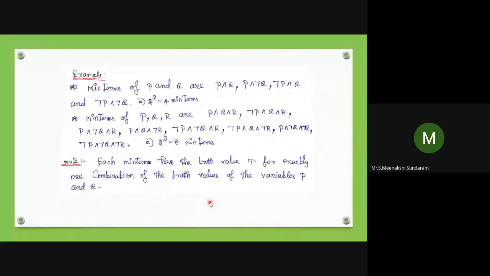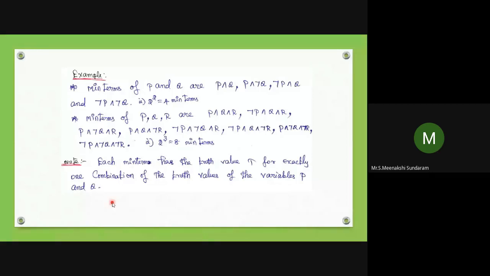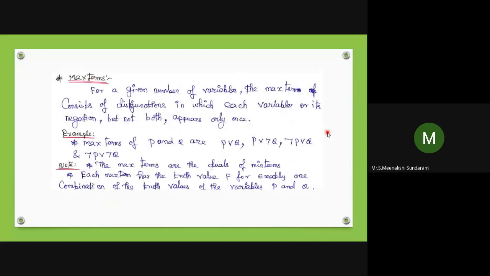Similarly, you can go for max terms. For a given number of variables, a max term is a disjunction in which each variable or its negation appears. Here you use disjunction. The same things, true, true. For example, here also we can use all the 4 cases, as conjunction for min terms, and for max terms we apply the same 4 for disjunction. So this is applicable for a false statement. When the output is false, we use max terms. When the output is true, we use min terms.